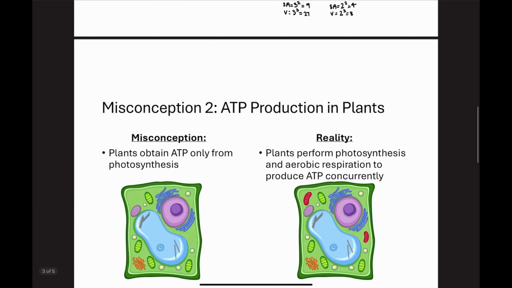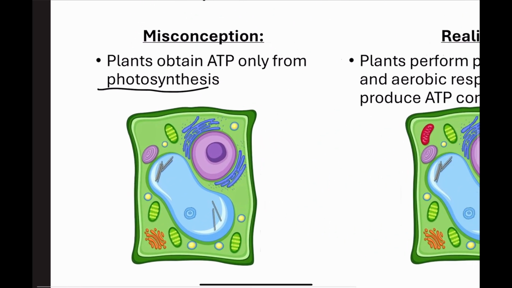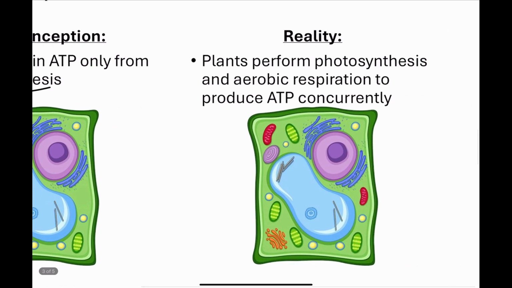Another common misconception is that plants obtain ATP only from photosynthesis, but that's not true. It can be assumed that because plants produce their own food, or because they have chloroplasts, which are these structures here, they don't need to perform aerobic respiration the way that animals do. But in reality, plants have both chloroplasts and mitochondria. And both of these organelles produce ATP. It's important that we remember that plant cells are eukaryotic.